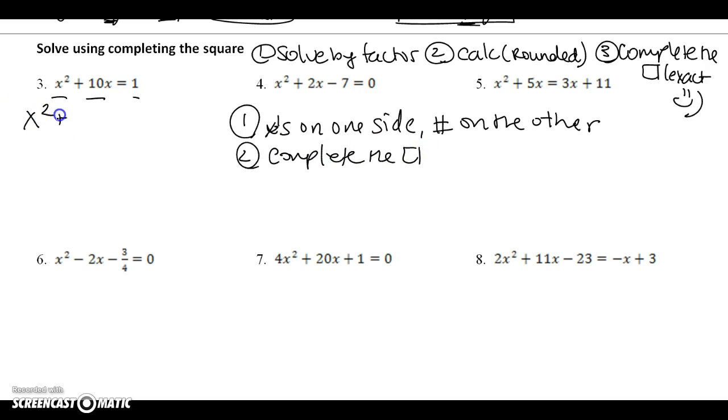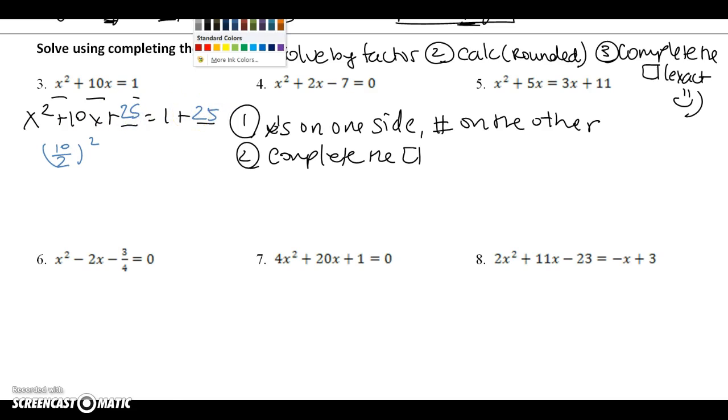So x squared plus 10x plus blank equals 1 plus blank. The reason that we have a blank on both sides is because we learned way back when we were first solving equations that if we add something to one side, we have to add it to the other. So when I complete the square, I take that 10, I divide it by 2, and I square it. So 10 divided by 2 is 5. 5 squared is 25. So we added 25 into each side.